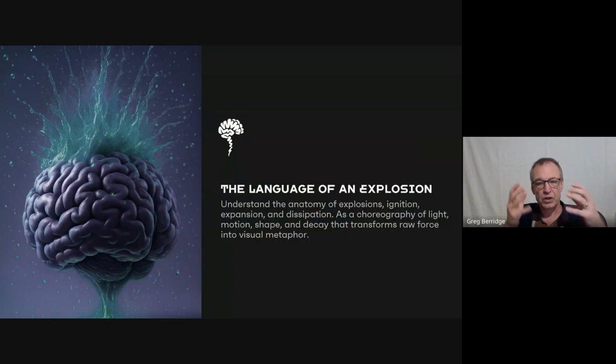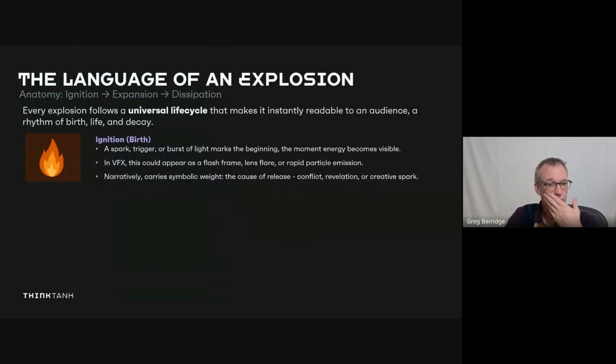All right. So let's talk about explosions. We're going to look at the language of explosions. So understanding the anatomy: ignition, expansion, dissipation. And in most cases, these are settings, parameters that you're going to see in Houdini and other applications. So it's nice to be able to take it away from a slider and think about it in a practical sense. All right. So every explosion is universal, right? There's a cycle that goes on.